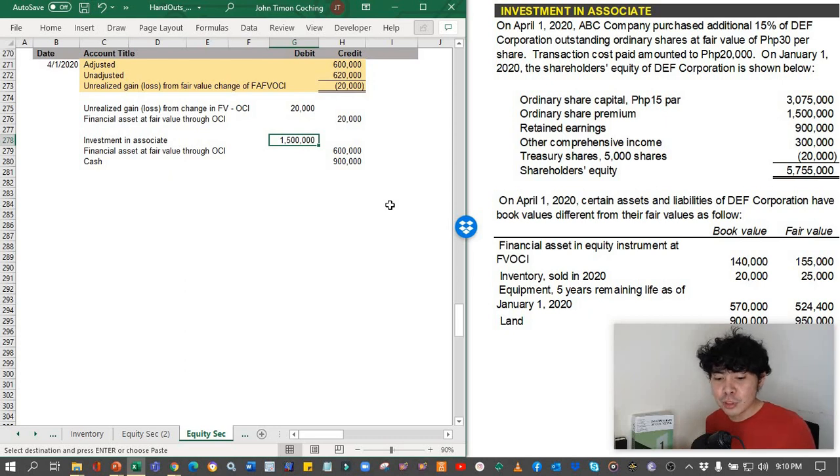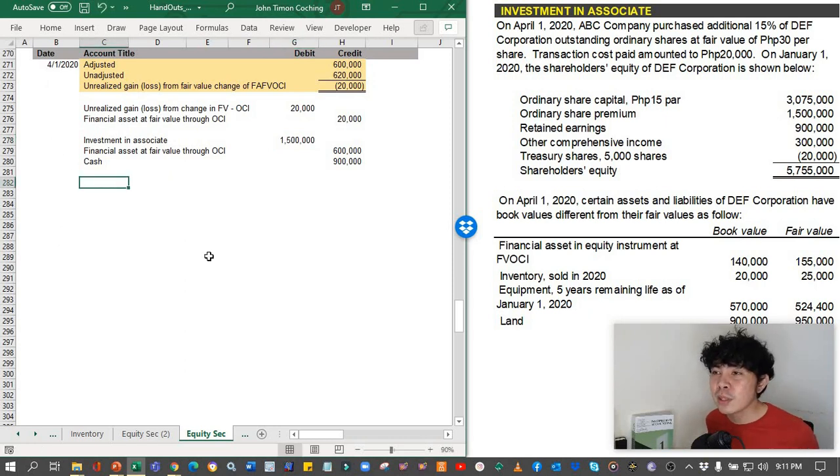At paano na-compute yan? Yan ay 50,000 shares multiplied by 30 pesos. So, saan galing yung 50,000 shares? Yan ngayon yung total shares held natin, which is equal to the 25% of DEF's outstanding ordinary shares. Ang outstanding ordinary shares ni DEF ay 200,000 shares at ang 25% nun is 50,000 shares at syempre yung 30 pesos, fair value yon on April 1, 2020.